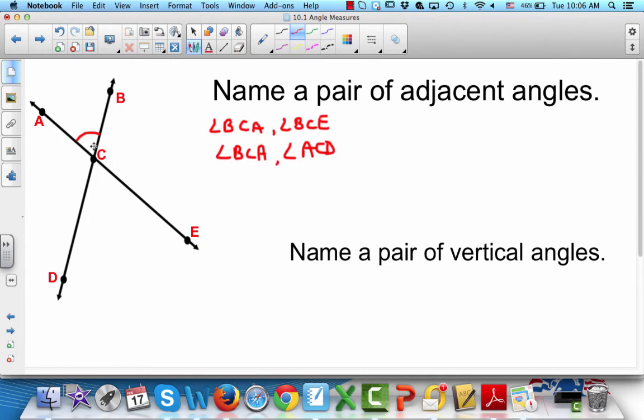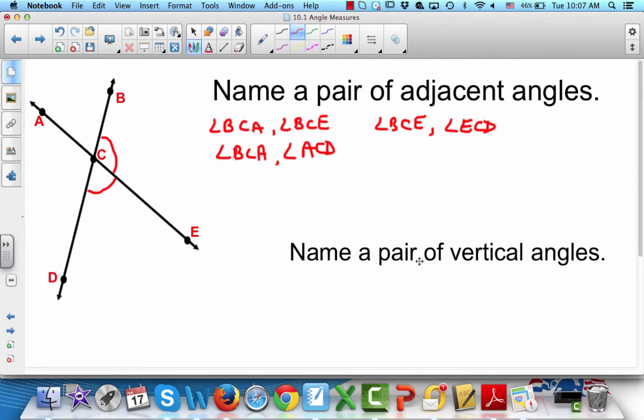Now, this could go on for several examples, because let's say, for example, instead of choosing BCA, we had chosen BCE. Well, we already know that BCE and BCA are adjacent, but look at this. BCE is also adjacent to ECD. Do you understand? So this angle is adjacent to this one. This angle is adjacent to this one. This angle is adjacent to this one. This one is adjacent to this one. So there are 4 pairs that you could work with.